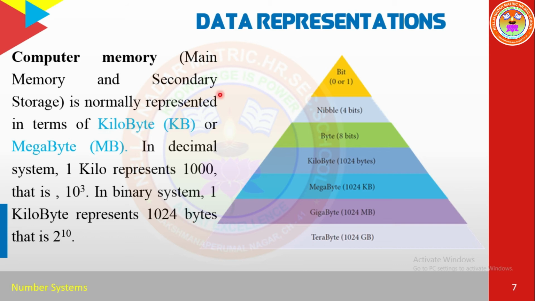Here, just listen, this is the pyramid for data representations. From the top, we have the bit, the smallest unit, which stores either 0 or 1. 4 bits is equal to a nibble. 8 bits is equal to a byte. Up to this we know well. The next thing: 1 kilobyte is equal to how many bytes? 1024 bytes, which is 2 to the power of 10. Then 1 megabyte is equal to 1024 kilobytes.